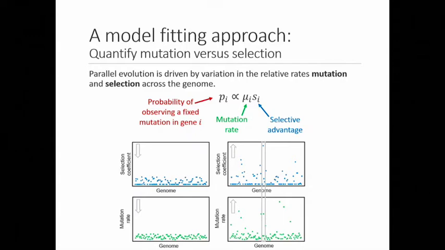And so here we're just writing down an equation to represent what I've been telling you verbally. So we have some probability of mutation fixing in gene I. Now we're just thinking about some number of genes across the genome. The probability of fixing a mutation in gene I is going to be proportional to whatever the mutation rate is at that gene, multiplied by whatever selective advantage there is of getting a mutation at that particular gene.